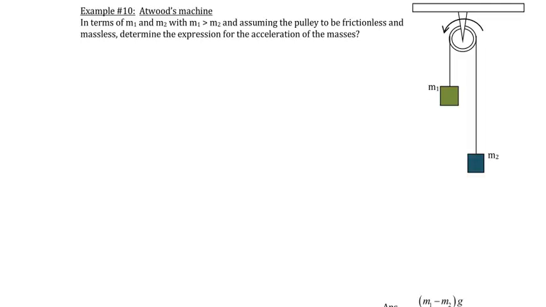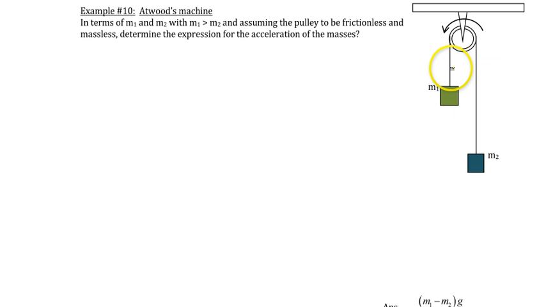Okay, welcome to example 10. This is an Atwood's machine problem where we have mass m1, which is a larger mass than m2, which means m2 is going to move upwards and m1 is going to move downwards, and we need to determine an expression for the acceleration of the two masses.